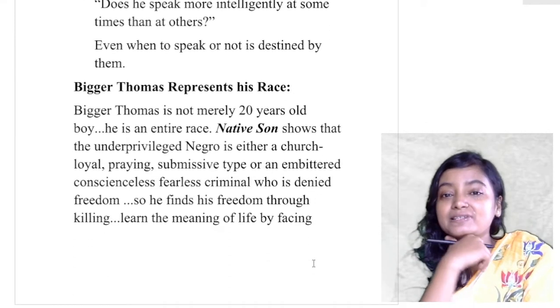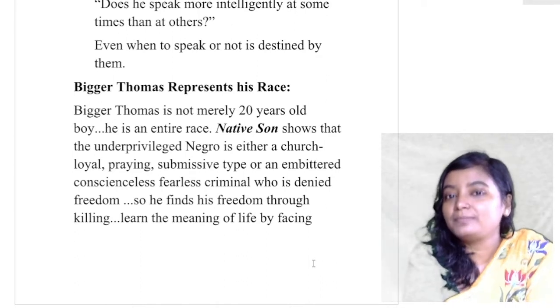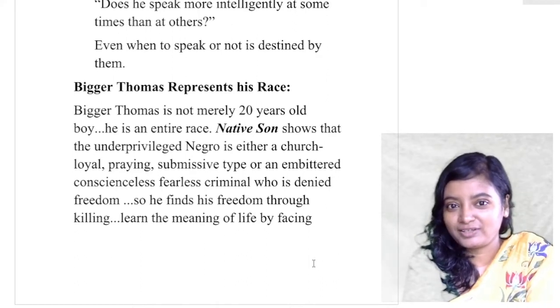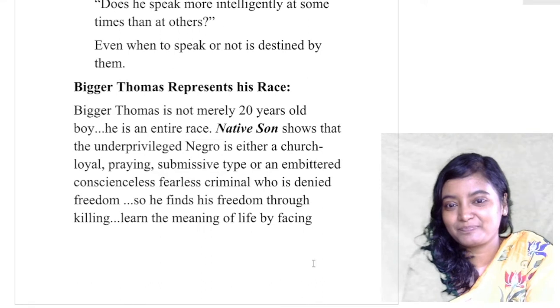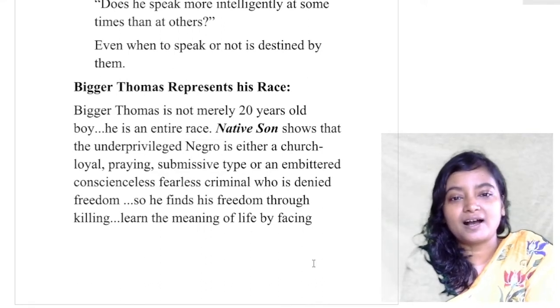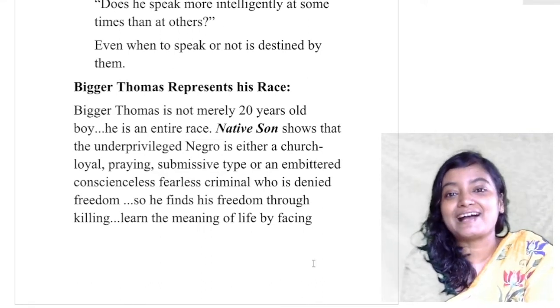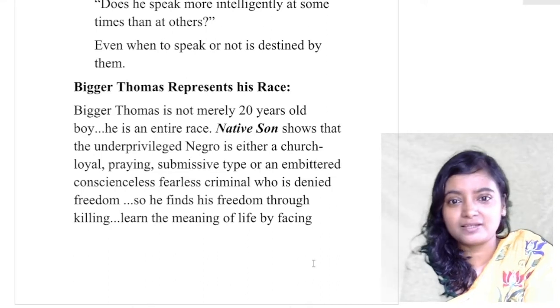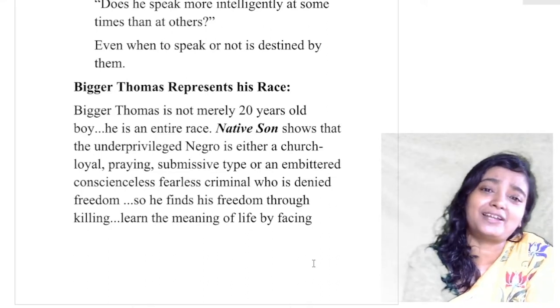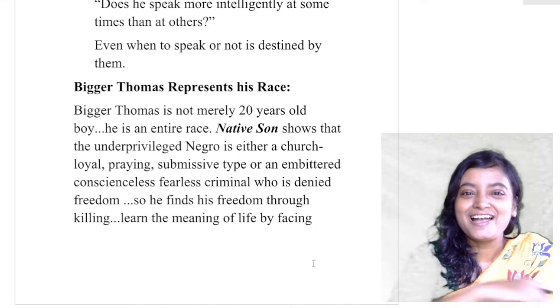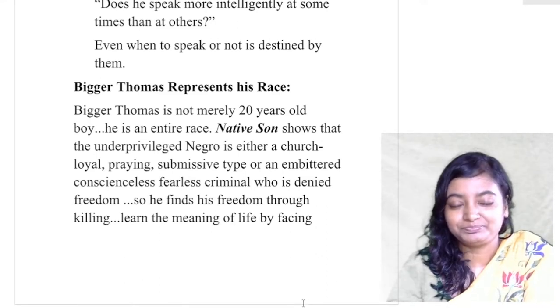Bigger Thomas represents his race. Bigger Thomas is not merely a 20 year old boy. He is an entire race. Native Son shows that the underprivileged Negro is either a church-going, praying, submissive type waiting for the afterlife to get redeemed, or he is a criminal.